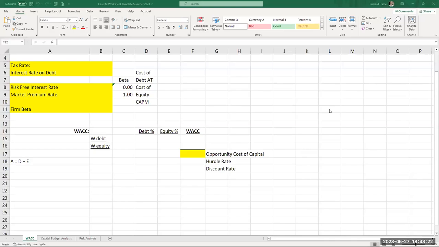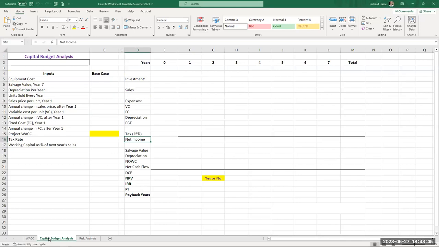The template has three tabs. The first tab is to determine the cost of capital of this company, taking a look at the capital structure. Sound familiar? You did some of that work in case one, and determine the cost of debt and equity to determine the weighted average cost of capital. Using that cost of capital, then you move on to the capital budget analysis. Here's the template here where you are to put in the numbers over the course of the 7 years, do the return analysis, away we go.